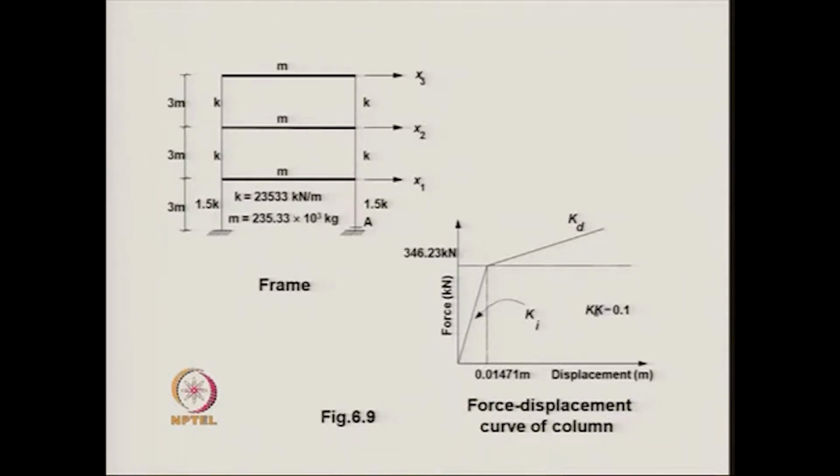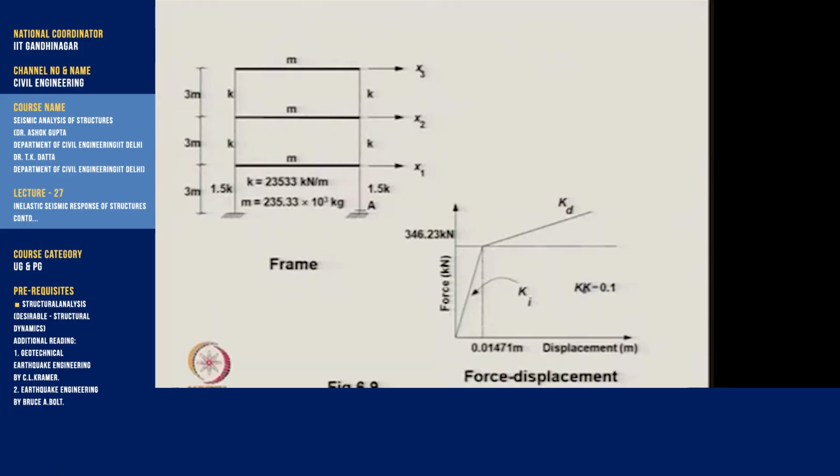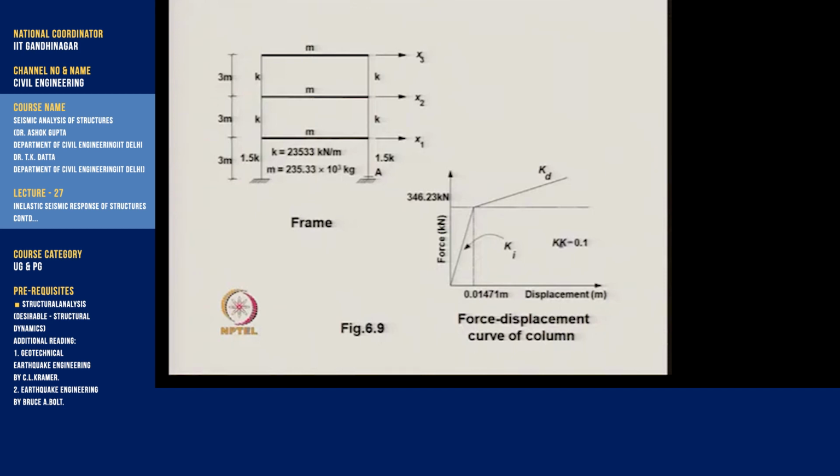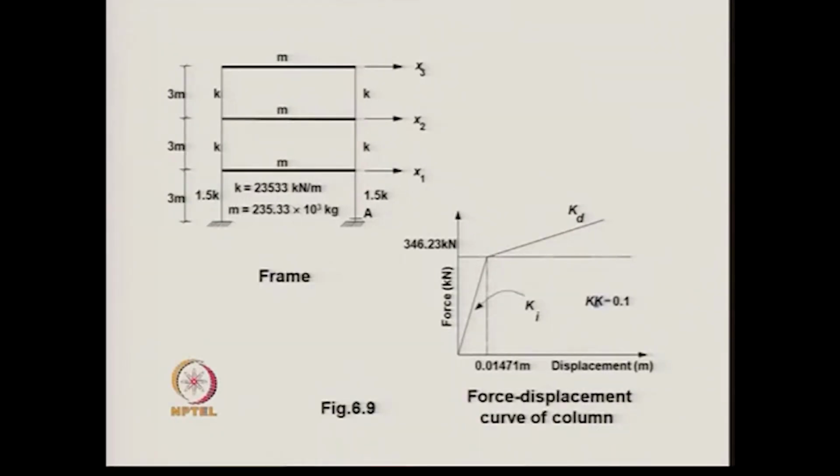So, the problem is shown over here. This is a shear frame, and therefore, the columns are only yielding. At the bottom columns we have the stiffness 1.5 K, and the upper two columns have the stiffness K. The displacements are x1, x2, x3, no rotation is involved. The values of mass and the stiffness are given, and at cross section A we wish to find out the time history of the bending moment.